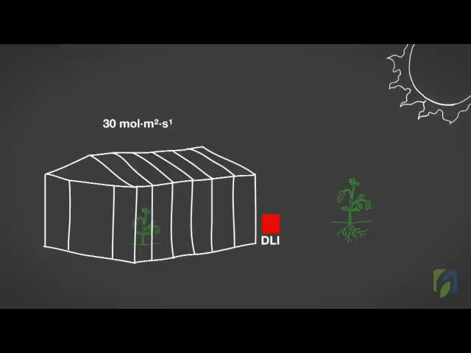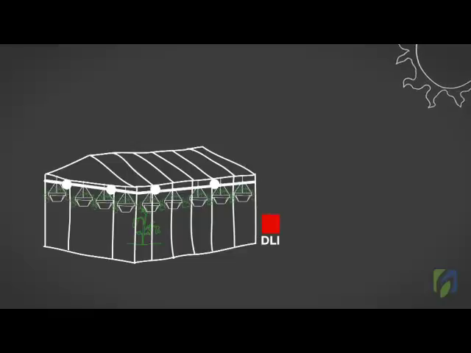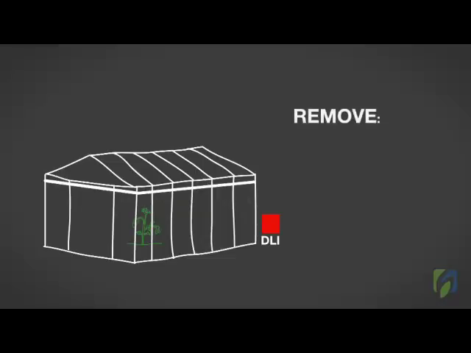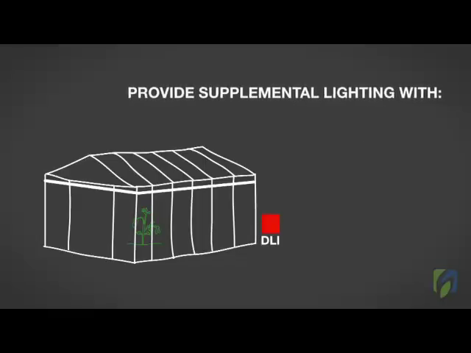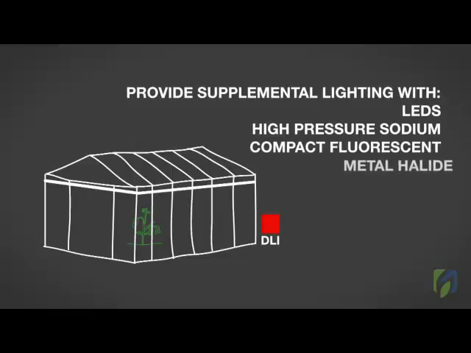The reason DLI is reduced inside the greenhouse is because of the shading caused by hanging plants, overhead equipment, pipes, and greenhouse structural supports. There are a number of ways that you can increase the DLI inside of your greenhouse. Eliminate or minimize overhead shading. Ensure that the greenhouse covering is clean by removing whitewash, dust, algae, and condensation. Provide supplemental lighting using greenhouse lamps such as LEDs, high-pressure sodium, compact fluorescent, or metal halide.